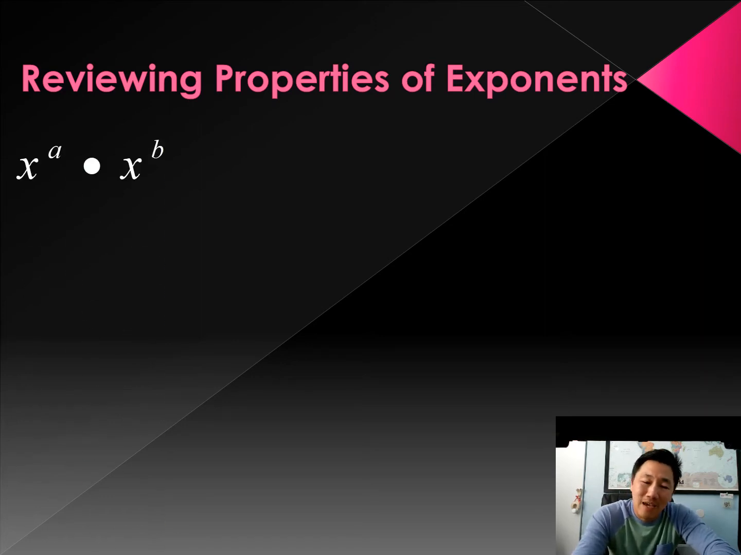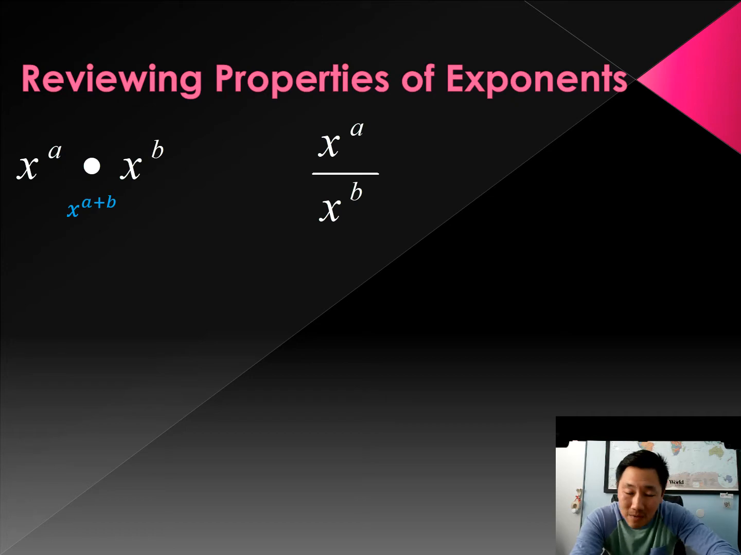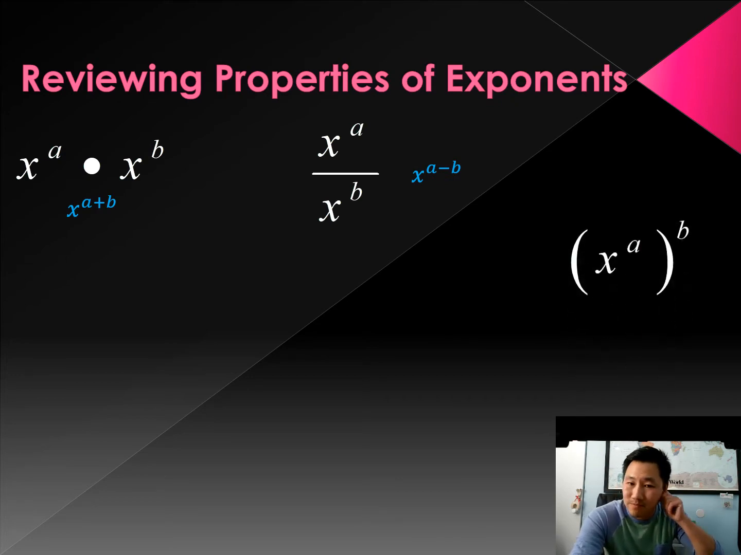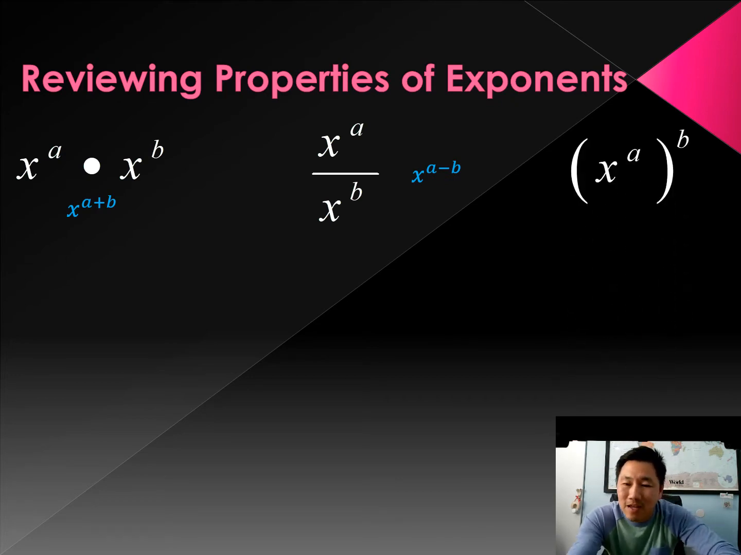Like if you have x to the a times x to the b. If your bases are the same, like the x's, then what do you do with the exponents? You add them. What about x to the a divided by x to the b? What do you do to the exponents? You subtract them. And then what if you have an exponent on top of an exponent? You multiply the exponents.